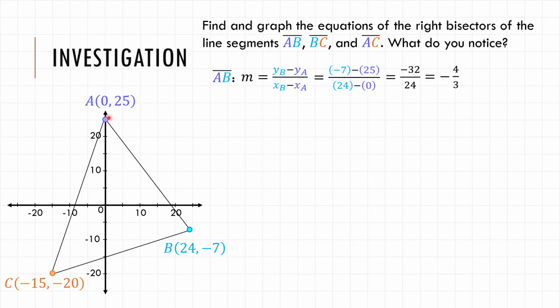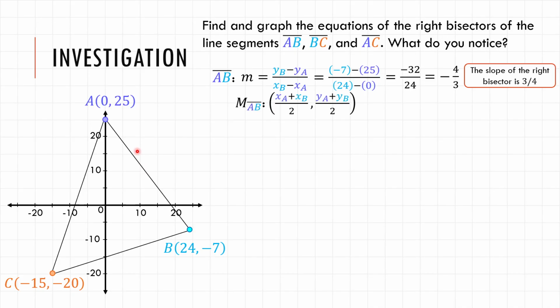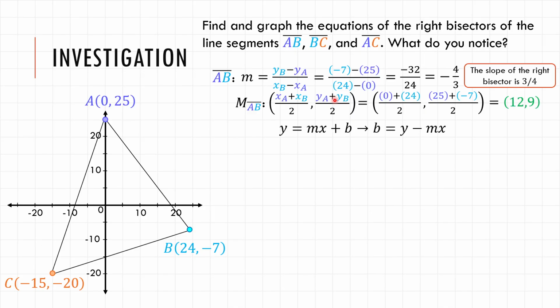Now, if I want to find a line that intersects this perpendicularly, the slope of that right bisector needs to be the negative reciprocal of this. So the negative reciprocal would be 3 over 4. To bisect the line, it does have to go through the exact center, the midpoint. And I can find that just by averaging the x values and averaging the y values. So if I were to do that, I would get exactly 12 and 9. And so I can plot that point right over there.